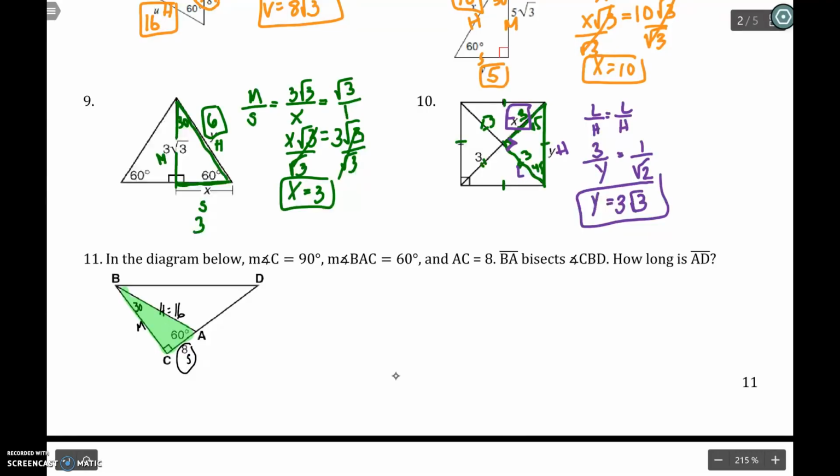Then it also tells me that BA bisects angle CBD. So CBD is this angle. That means if this is a 30, so is this. And I can find the other missing angles by doing my supplements here. That would be 120. And doing the missing angle of the triangle BAD here, it would be a 30 as well, so it adds to 180. That means that triangle BAD is isosceles. And across from the 2 congruent angles would be 2 congruent sides. So this would also be 16 for AD.